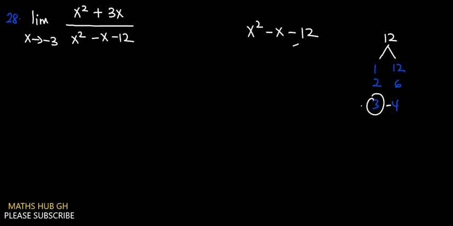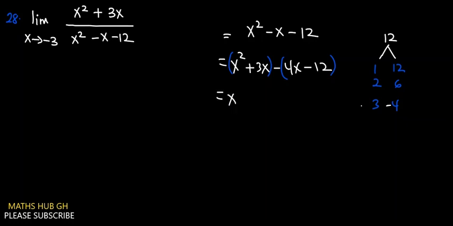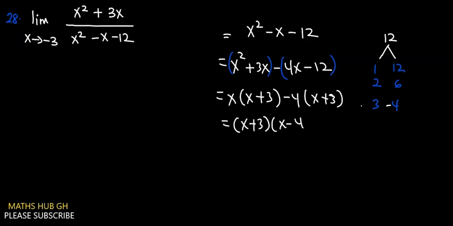So at the end, we are just going to rewrite this expression as x squared plus 3x first, minus 4x, minus 12. This is what you are going to have. Let's do some factorization here. We are going to have x bracket open, x plus 3, minus 4 into bracket x plus 3. So at the end, we are going to have x plus 3 multiplying x minus 4. That will be the transformed form for the denominator.